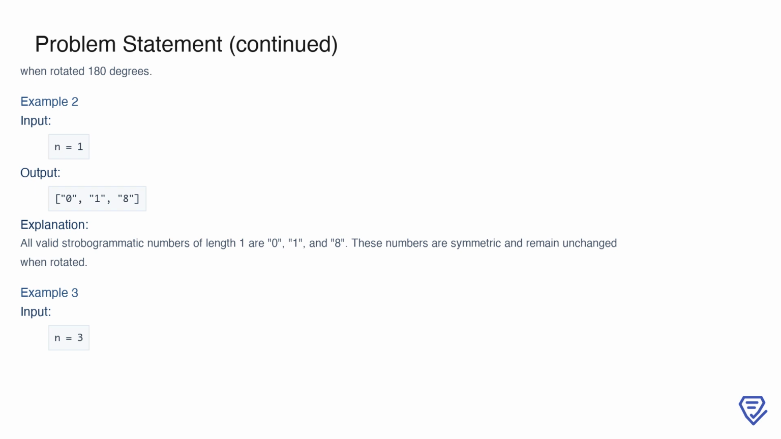Now, if n equals 1, the valid strobogrammatic numbers are 0, 1, and 8. These single-digit numbers remain visually unchanged when flipped upside down. For another example, when n equals 3, the objective expands to finding all strobogrammatic numbers of length 3. This involves considering combinations that remain symmetric when rotated. The solution must account for all such possibilities.